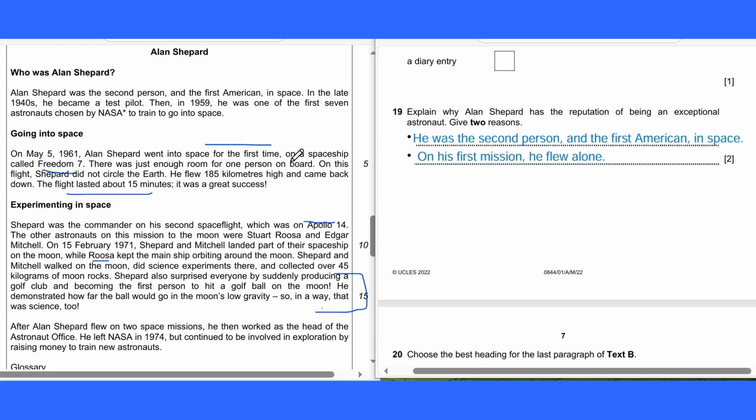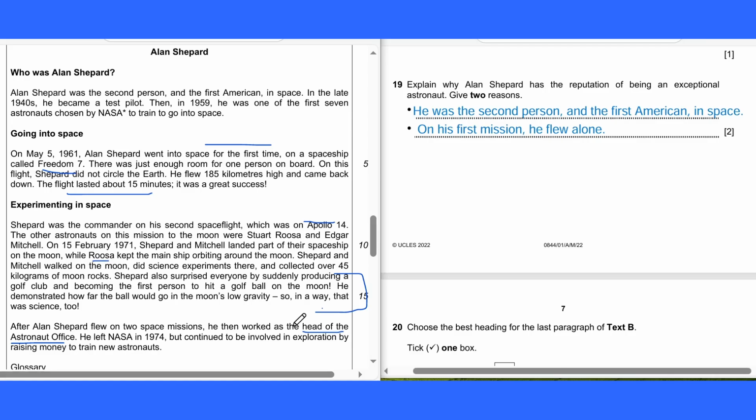Or you may answer he was the head astronaut here. Okay, so he was the head of the astronaut office. That is also another possible answer. Now let's move on to the next question, question 20.